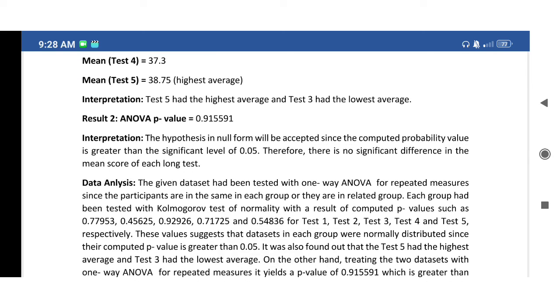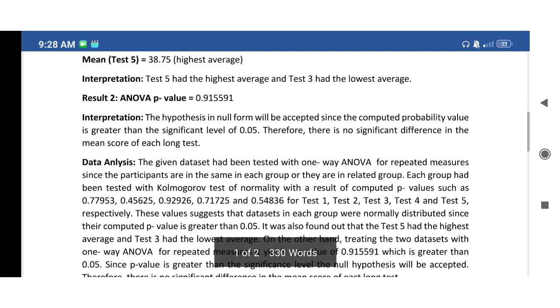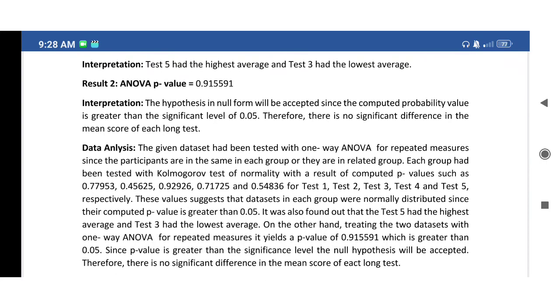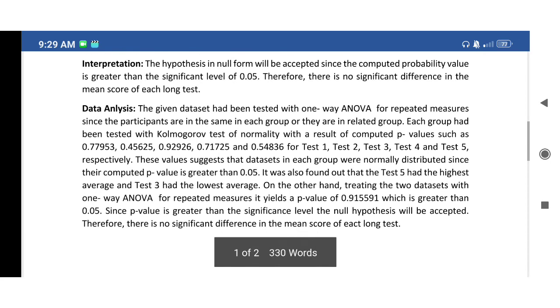Result number 2, ANOVA based on probability value is equal to 0.915591. Interpretation: the hypothesis in null form will be accepted since the computed probability value is greater than the significance level of 0.05. Therefore, there is no significant difference in the mean score of each long test.